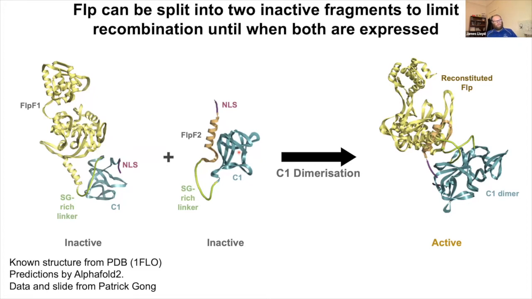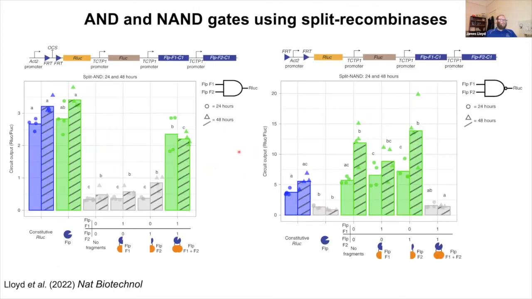We put this to the test to try and build what we call a split AND gate. Florence, my amazing honors student, was able to build and test this. You can see here, you just need one terminator site. So this reduces the size of the constructs. And you're able to remove this OCS terminator only when you have both parts of the recombinase expressed in the sample. So this is wonderful.